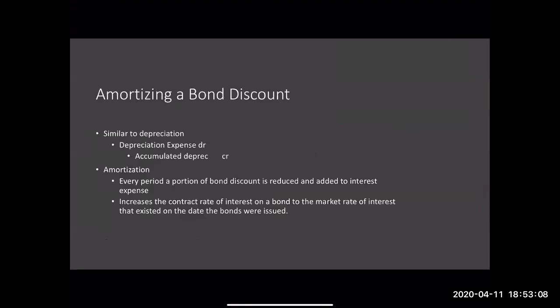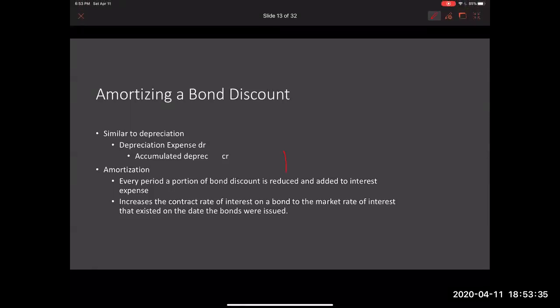So when we're amortizing a bond discount or premium, it's very similar to how we do depreciation in a sense. If you can think back to chapter 9, or if that was not your favorite chapter, no big deal, I can still walk you through it. When we amortize a bond discount or premium, every period a portion of the bond discount is reduced and added to the interest expense.